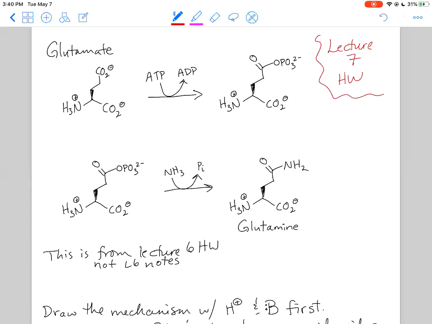Hi everyone. I wanted to take some time to help you with your enzyme active site design. So this is the lecture 7 homework, making glutamine from glutamate.